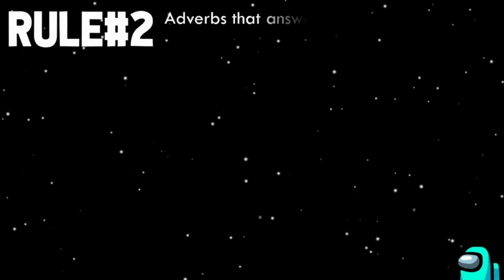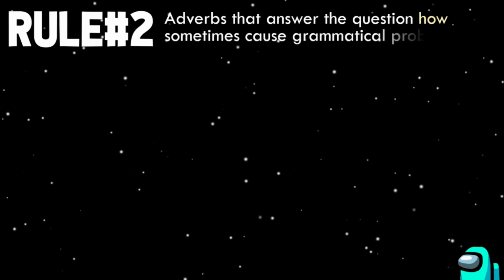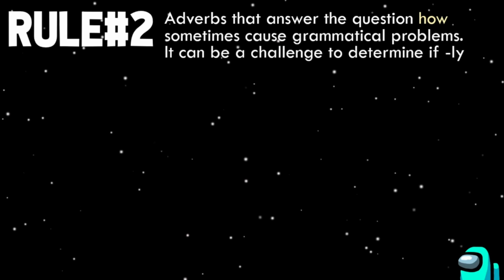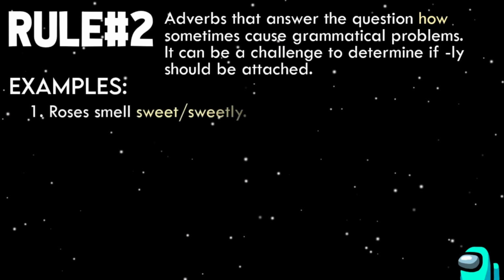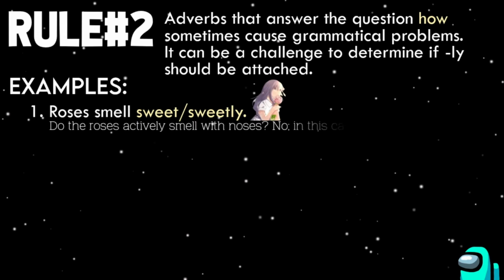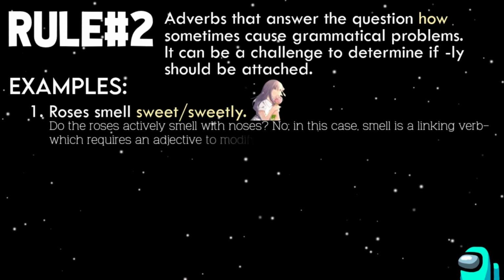Rule number 2. Adverbs that answer the question how sometimes cause grammatical problems. It can be a challenge to determine if ly should be attached. Examples: roses smell sweetly. Do the roses actively smell with our noses? No. In this case, smell is a linking verb which requires an adjective to modify roses. So the correct answer for that is roses smell sweet. So we will not be adding ly.